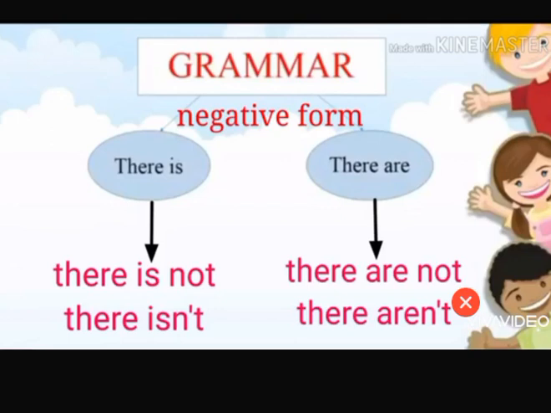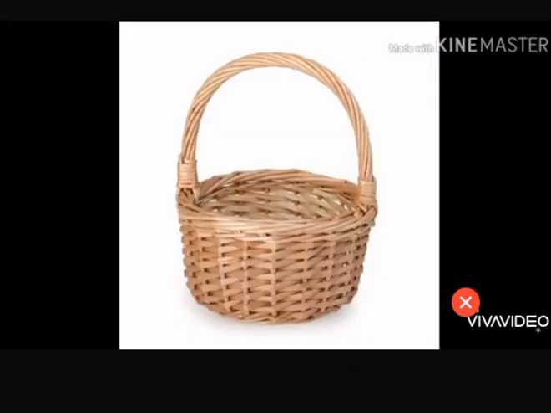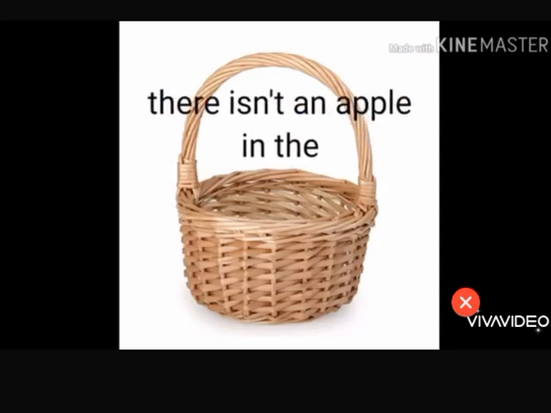Okay. In the negative form, we use the word not. For is, we will change is to isn't. For are, we will change are to aren't. For example, look at this basket. Can you see any apple? Is there an apple in this basket?